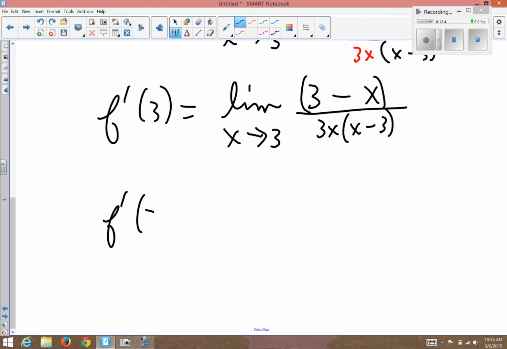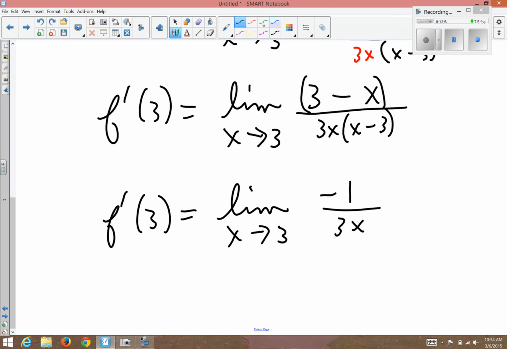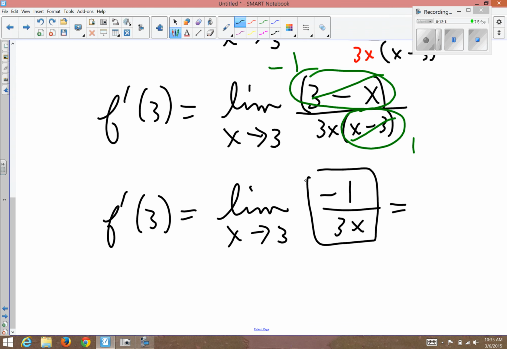The derivative of the function at x equals 3 equals the limit as x approaches 3. Well, 3 minus x divided by x minus 3 is negative 1. I'll repeat. 3 minus x divided by x minus 3 is negative 1. That's how we end up with negative 1 over 3x. And the limit of this as x approaches 3 is negative 1/9. Same answer we got with the other definition.